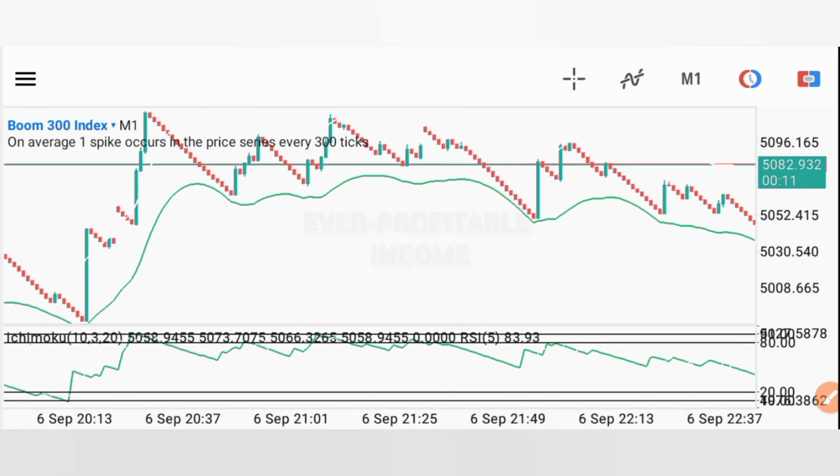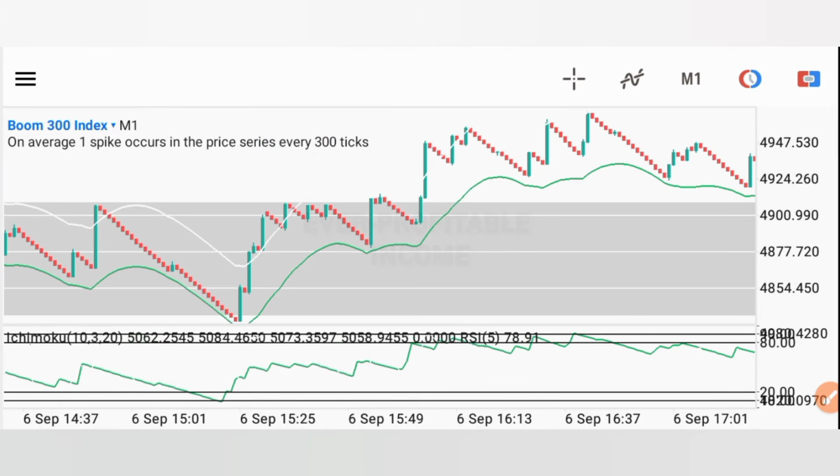So that is that for this strategy. Very easy and straightforward. Now before you rush off, hold on, let me tell you: this strategy works only for Boom 300. Do not use the strategy for Boom 1000. It's not that it's not going to work, but you're not going to get the indicators accurately at the exact point you want them to be. This strategy was drafted specifically for Boom 300.